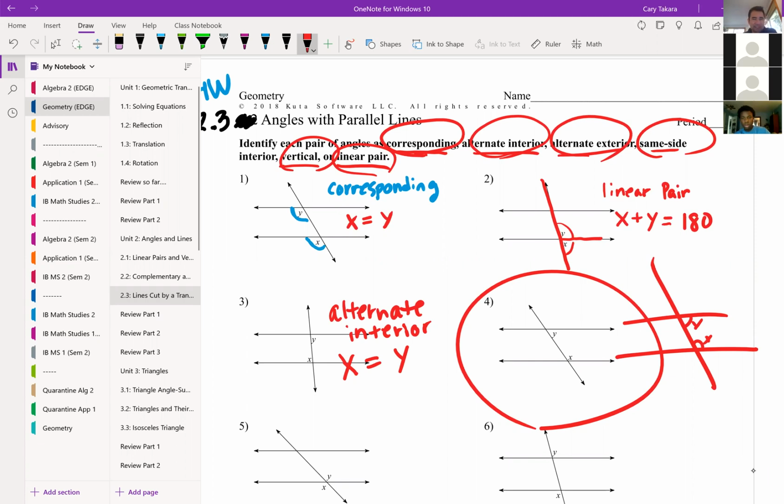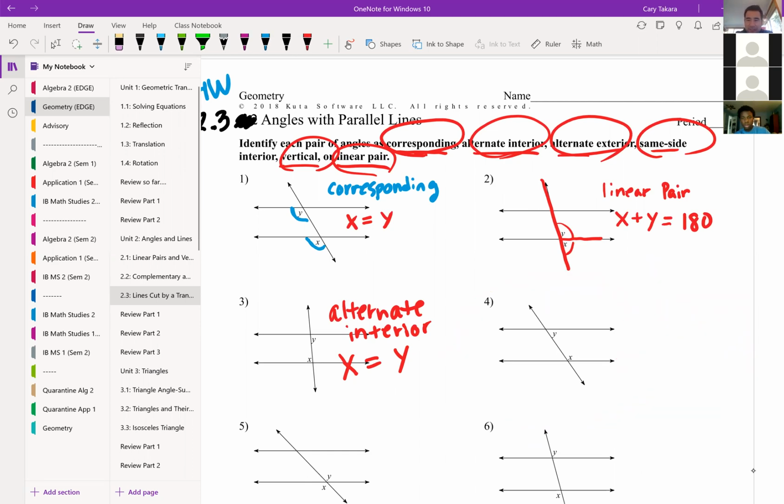same side interior. Do you notice that X and Y are inside of the two parallel lines? So that's interior angles, and they're on the same side. So it is same side interior.